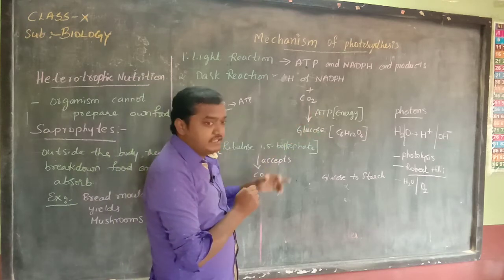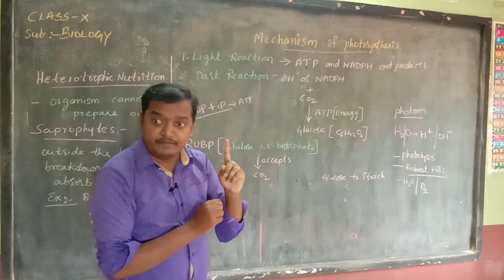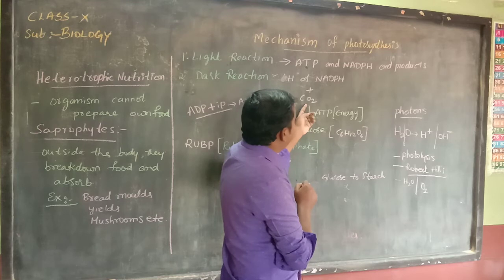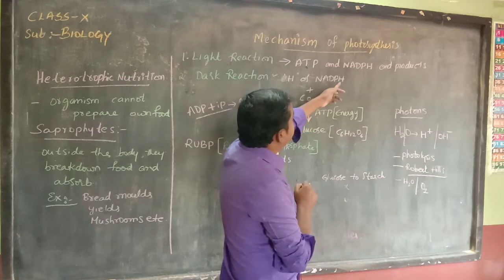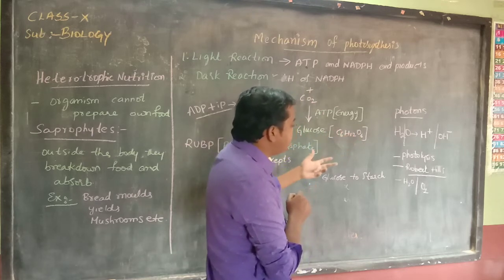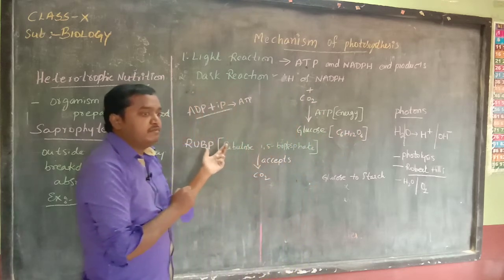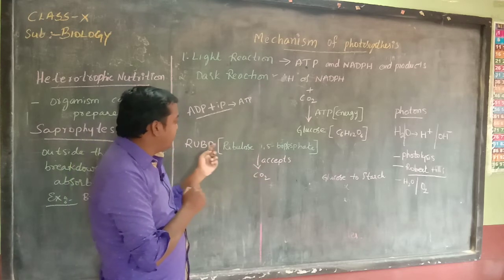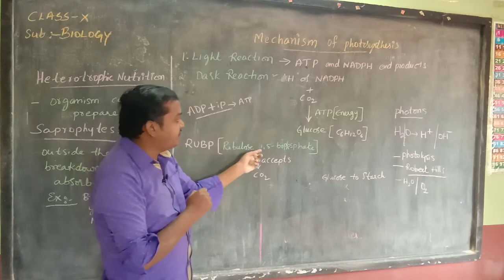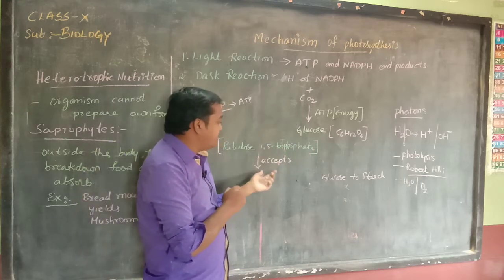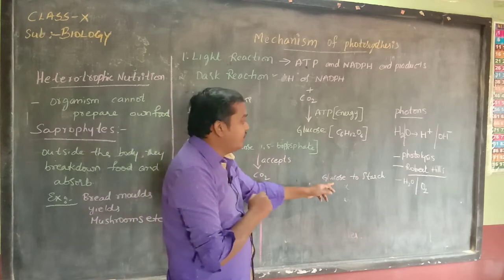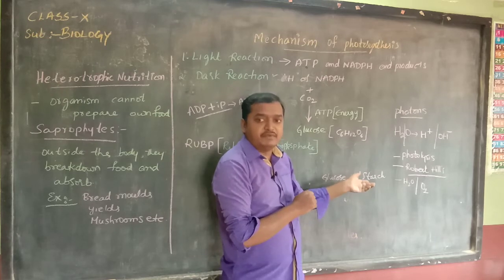So carbon dioxide is already there; it comes from the stomata. That carbon dioxide, along with the H from the NADPH, is accepted and forms glucose. In between, some intermediate steps and products are there which accept the CO2, namely RuBP. Some enzymes also take part in the intermediate activities. So ribulose 1,5 bisphosphate accepts the carbon dioxide and forms glucose. Later on it is stored in the form of starch.